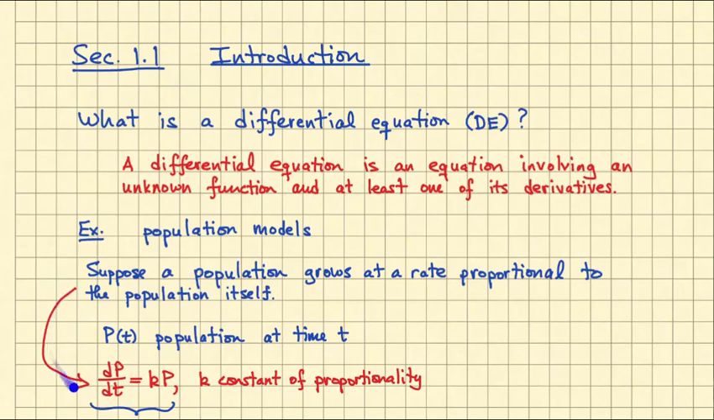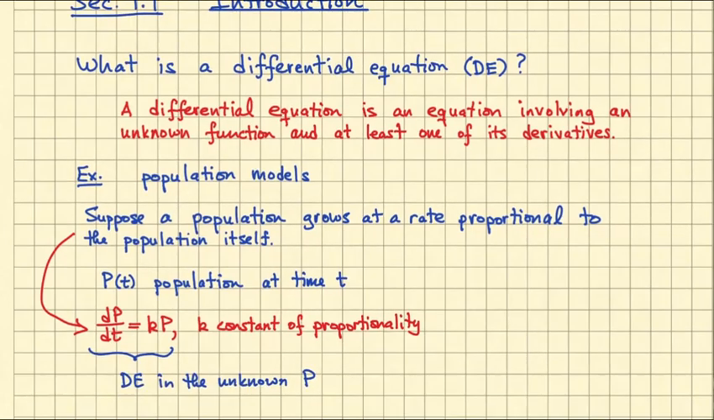And the differential equation, which is just a calculus rewriting of this sentence, we're just mathematizing this sentence into derivative language, we would say that the rate of change of the population, dP/dt, is proportional to, so is equal to, a constant times the population itself. Here, k is a constant called the constant of proportionality. So notice this is a differential equation, and the unknown P would be the population at time t.